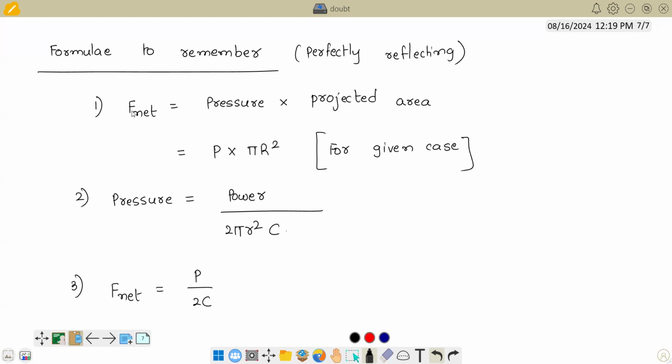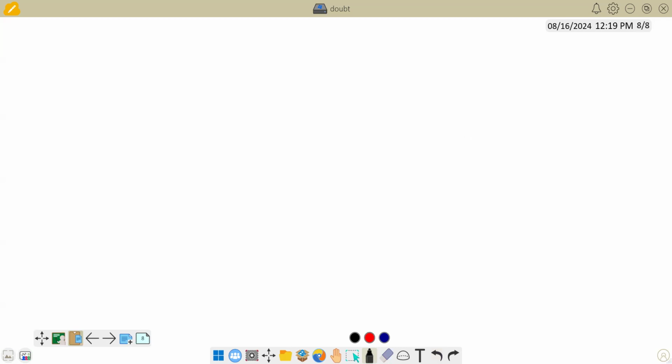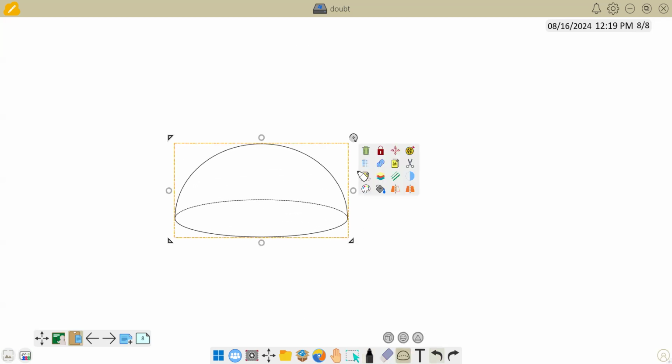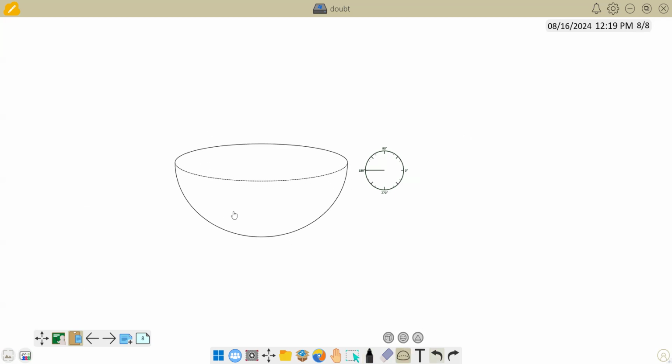Now the question is, how does this net force become pressure into pi r square? How did it become pressure into projected area? Further, I will do again a big derivation. But if you are okay with remembering this formula, you can stop at this point. Let us try to look at the derivation part of that also.